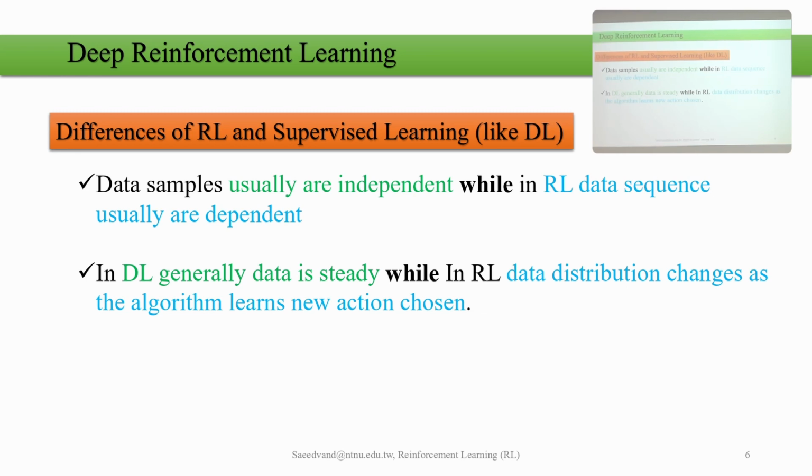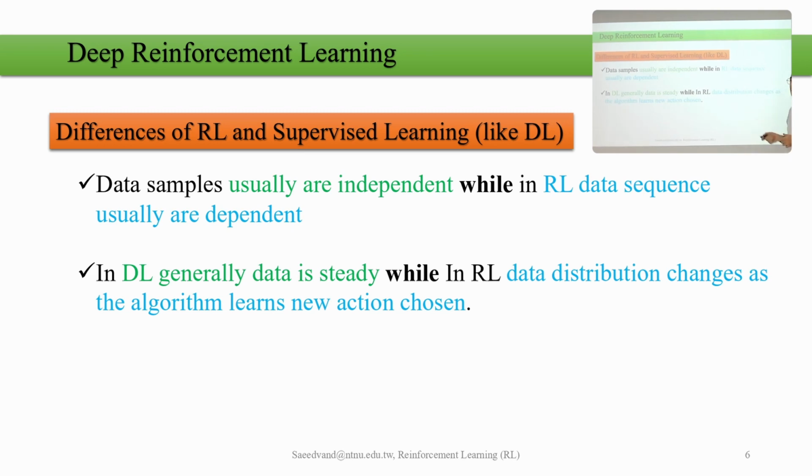So another point is that in deep learning, generally data is steady, while in reinforcement learning, the distribution changes as the algorithm learns new actions. Again, this means that you have a data set in supervised learning, for example, image classification. You want to get an image and say this is a dog or cat. The data set is steady, is not changing, and everything is there. Even if the data set is very big, millions of pictures, it is steady, no change. Again, you can go and take it.